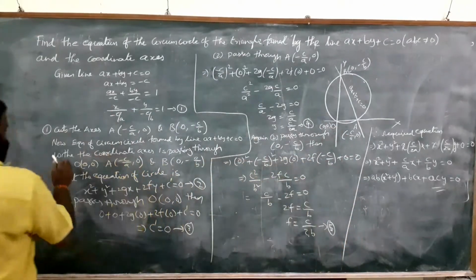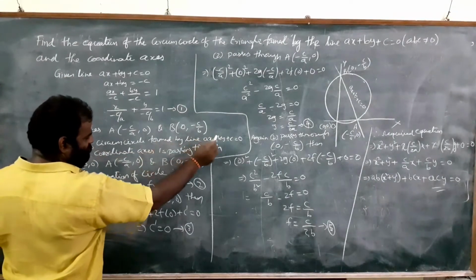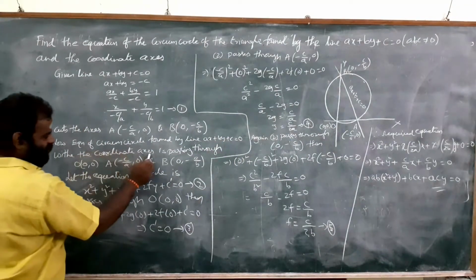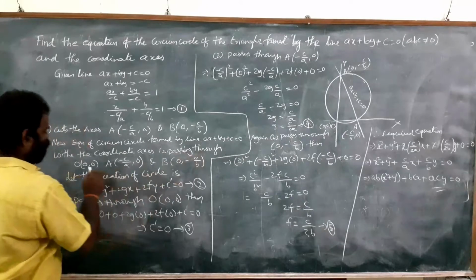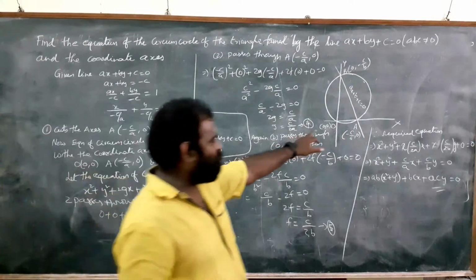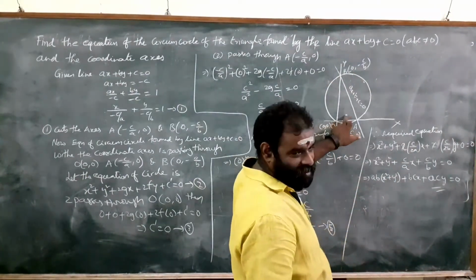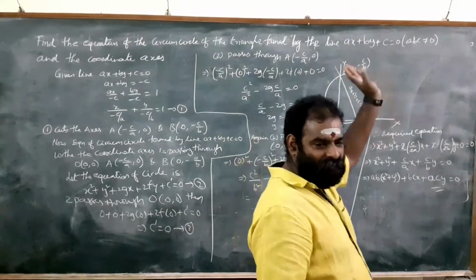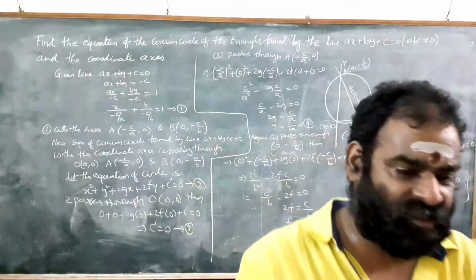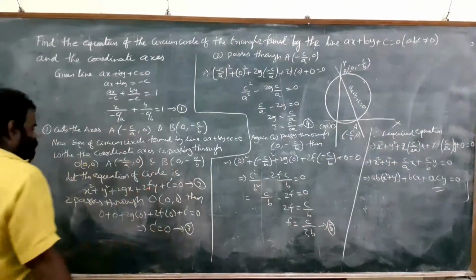So now what are we going to find? The equation of the circumcircle formed by the line ax plus by plus c equal to 0 with the coordinate axes is passing through the origin, A and B. So this circle passes through the vertices of the triangle OAB. That means this circumcircle passes through 3 points: O (0, 0), A (minus c by a, 0) and B (0, minus c by b). So that is the point.